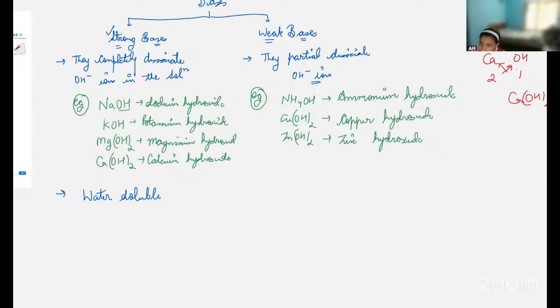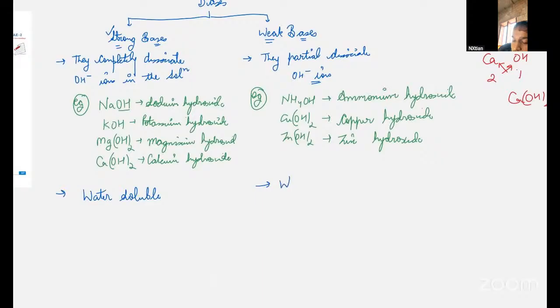Okay. Now strong bases are water soluble. Weak bases are water insoluble. Okay. Means if you add water into it, they will not dissolve. They will not be able to dissolve in the water because they are water insoluble. Did you understand?